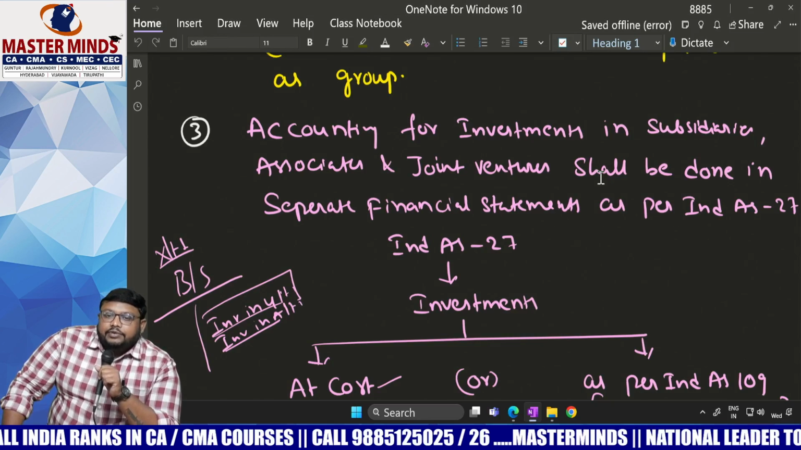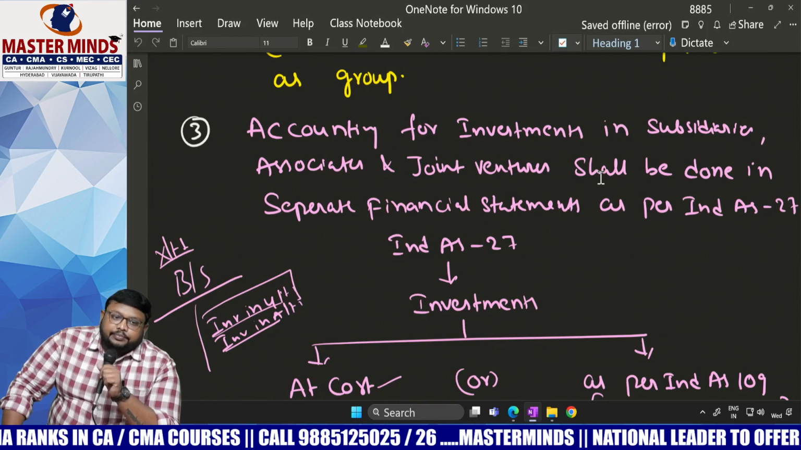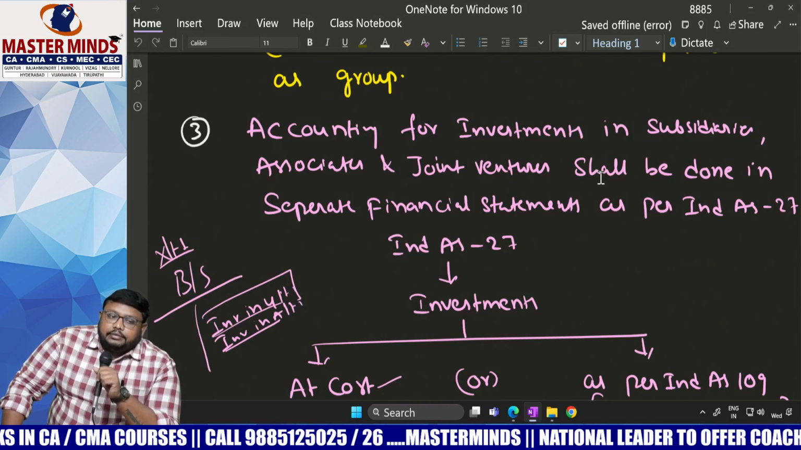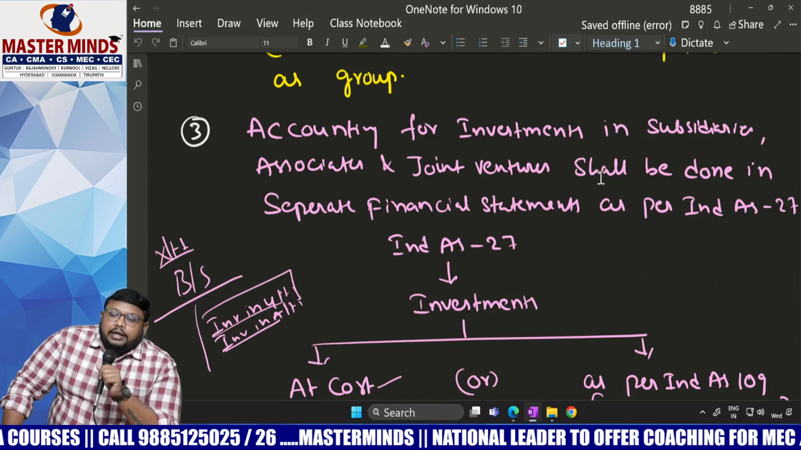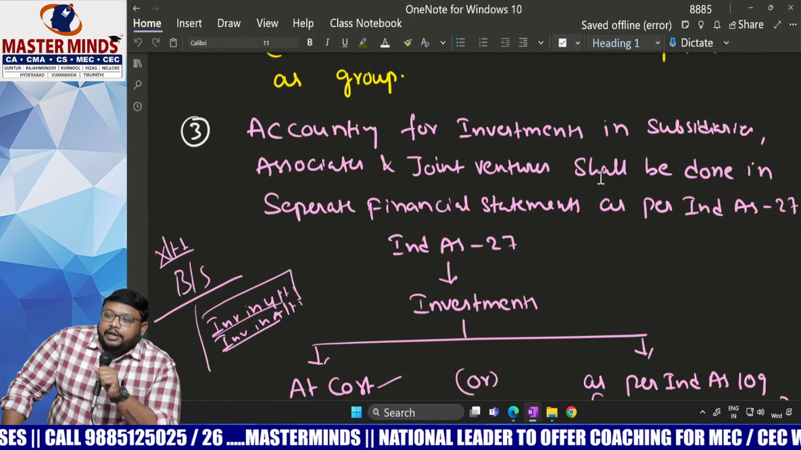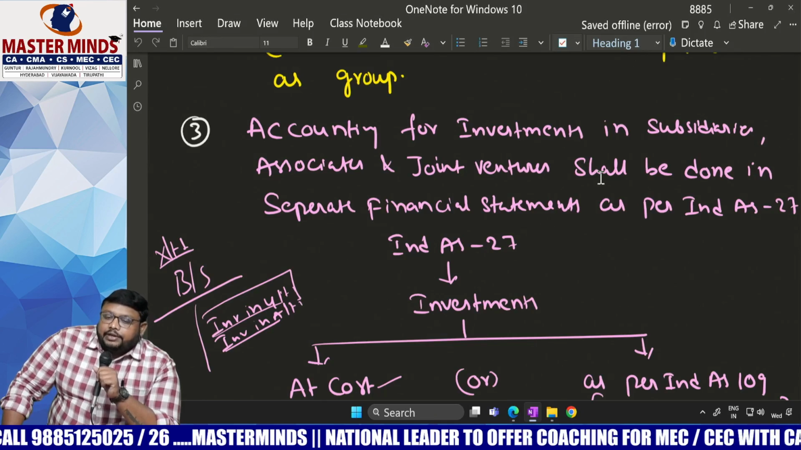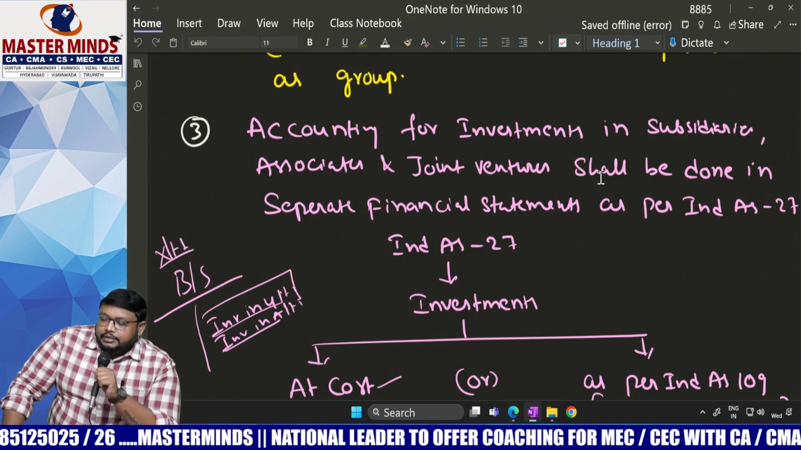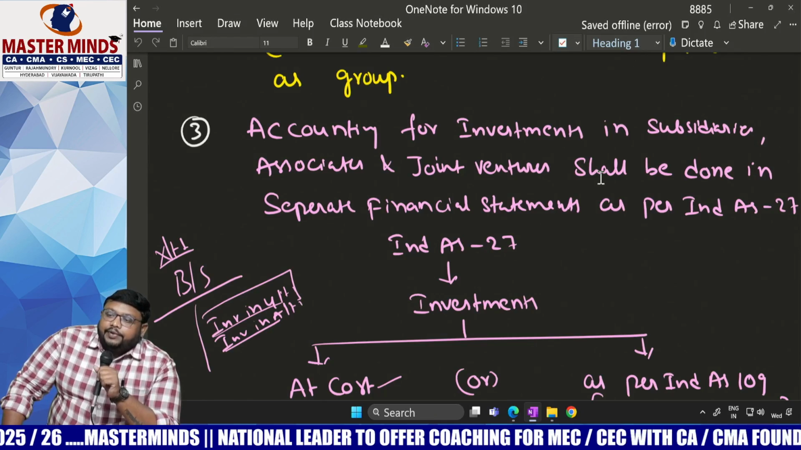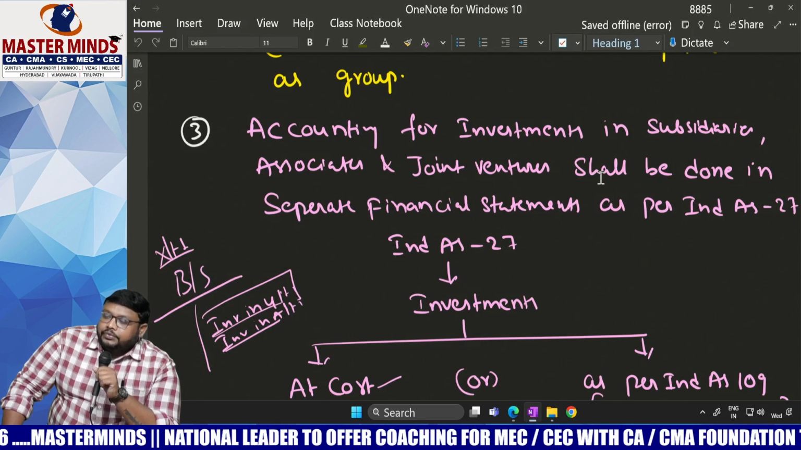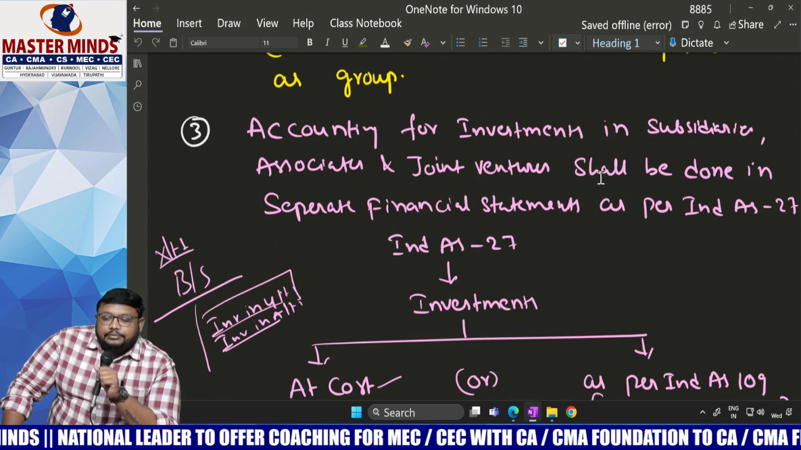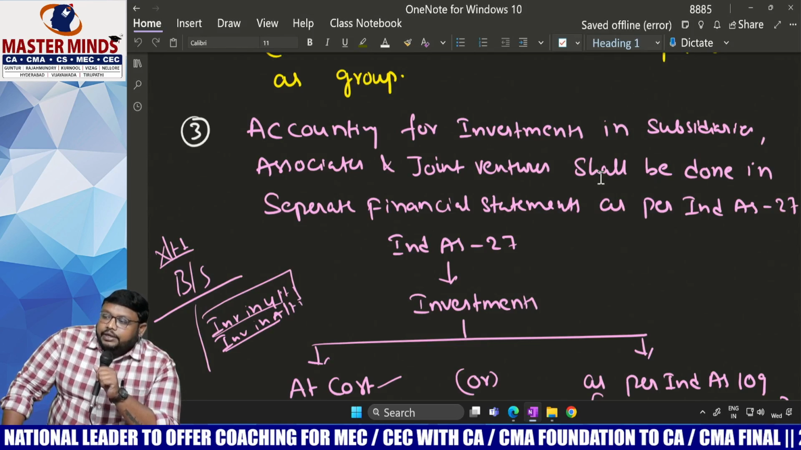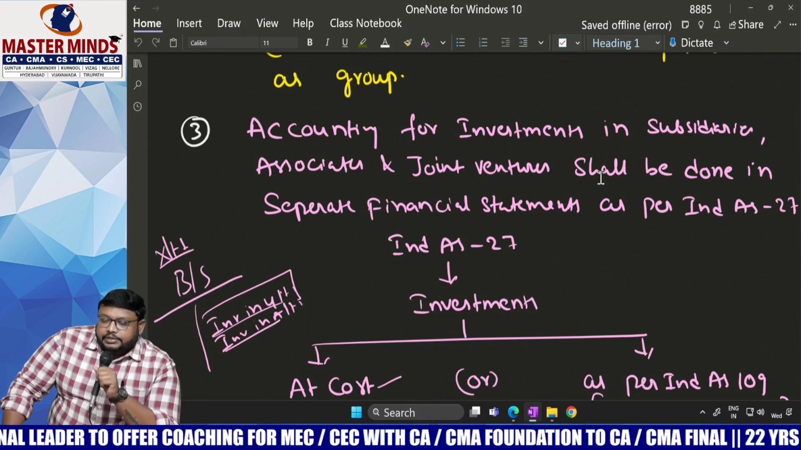When you are making investment in subsidiary companies, then separate financial statements we will prepare as per Ind AS 27, and for consolidated financial statements we have to check at the date of acquisition and at the end of the year. At the date of acquisition we apply Ind AS 103 business combination. At the end of the year we apply Ind AS 110 consolidated financial statements.